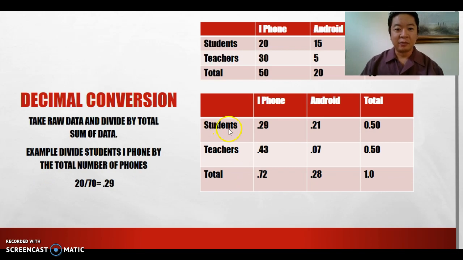So as we can see here, you take the raw data and you divide it by the total sum of the data. An example here is for the first box, you take 20 iPhones of the students divided by the total number of cell phones, which is 70. So you take 20 divided by 70, and the answer is 0.29. And vice versa, if you take 15 of the students' phones that are Android divided by the total number of cell phones, which is 70, you get 0.21.